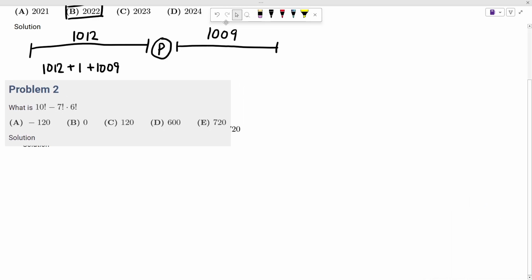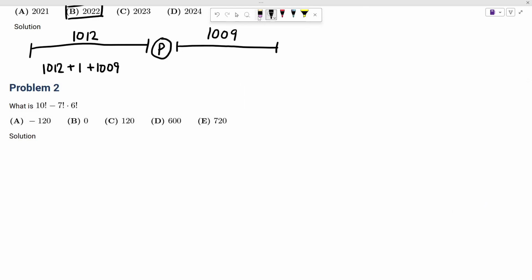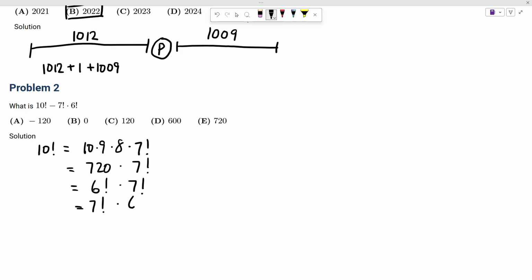Problem 2. What is 10 factorial minus 7 factorial times 6 factorial? Well, 10 factorial is equal to 10 times 9 times 8 times 7 factorial. This is equal to 720 times 7 factorial. But 720 is equal to 6 factorial. And this is just equal to 7 factorial times 6 factorial. So that means that our answer is just 7 factorial times 6 factorial minus 7 factorial times 6 factorial, which is 0.